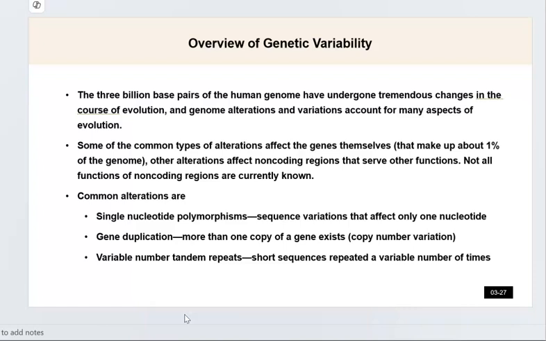Not all functions of the non-coding regions are currently known. So some of the common alterations that we do know can be a single nucleotide polymorphism, a gene duplication, or variable number tandem repeats. The term genetic mutation has sometimes been used to describe all the changes in DNA, but the term genetic variation is also coming into use as a way of describing the vast and subtle variability that can make up the genome.